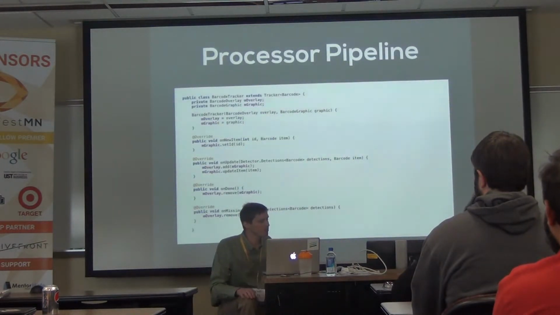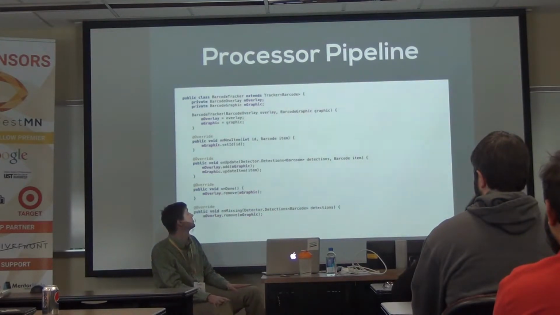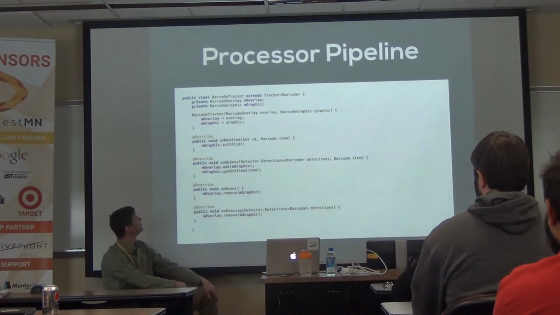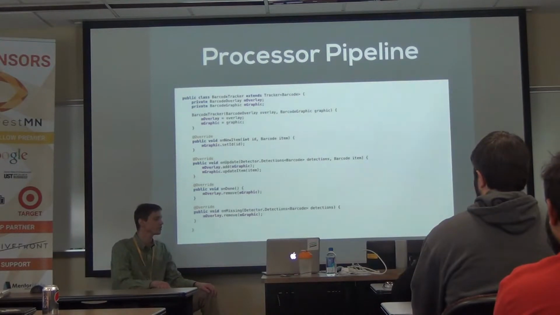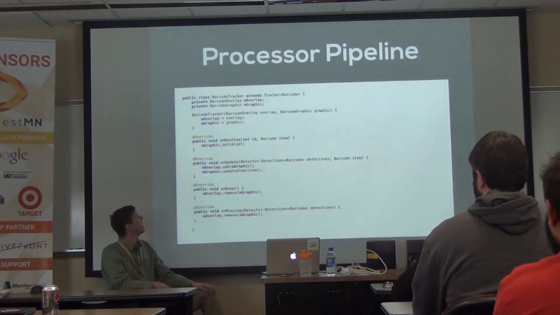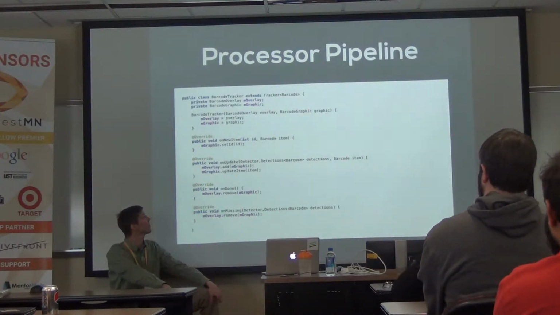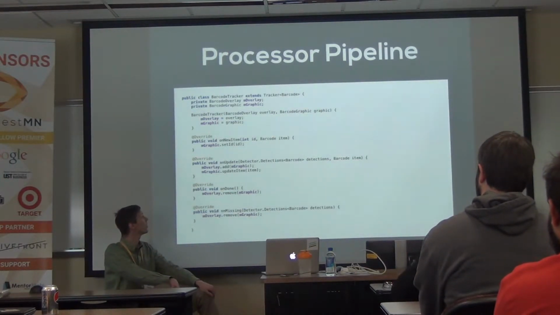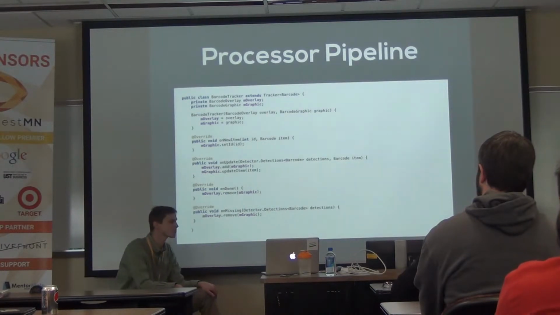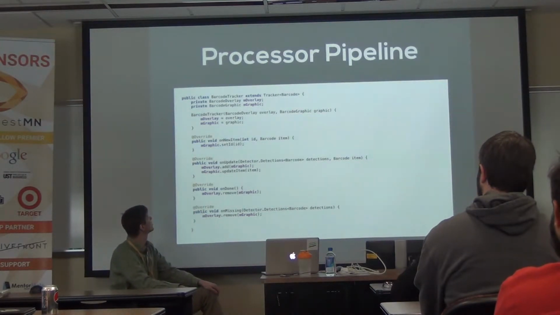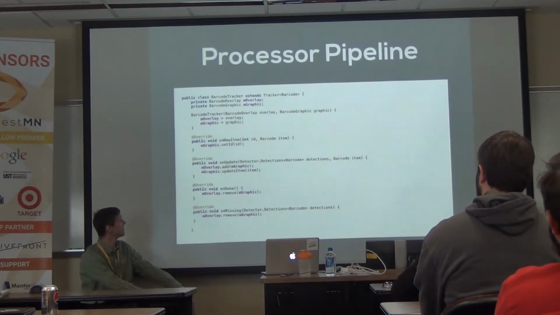So the barcode tracker here extends the tracker class. And there are 4 different methods that will get called on this when a barcode is detected or something happens to it. The first method, on new item, gets called whenever a new barcode is detected. Here, we'll get to the graphic in the next slide, we're just setting the unique ID on that, just for display purposes.